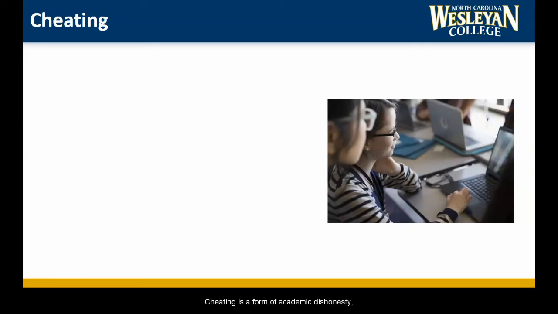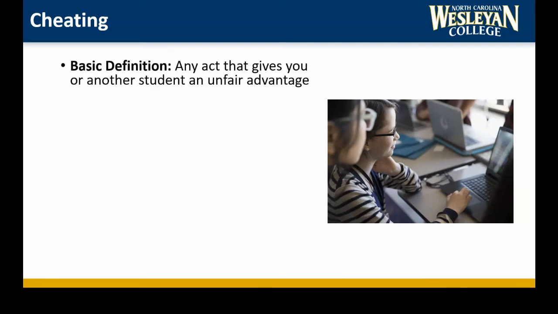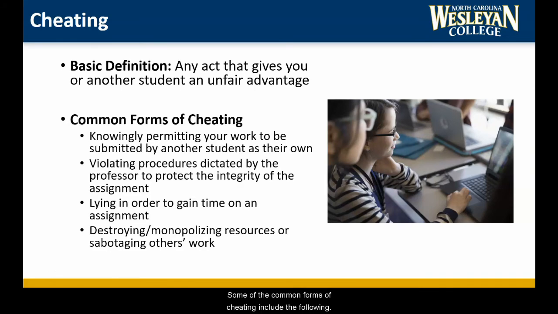Cheating is a form of academic dishonesty, the definition of which you may take for granted. After all, you've been warned about cheating since preschool, right? However, it can be a little more complicated. Cheating is any act that gives you or another student an unfair advantage. Some of the common forms of cheating include the following.